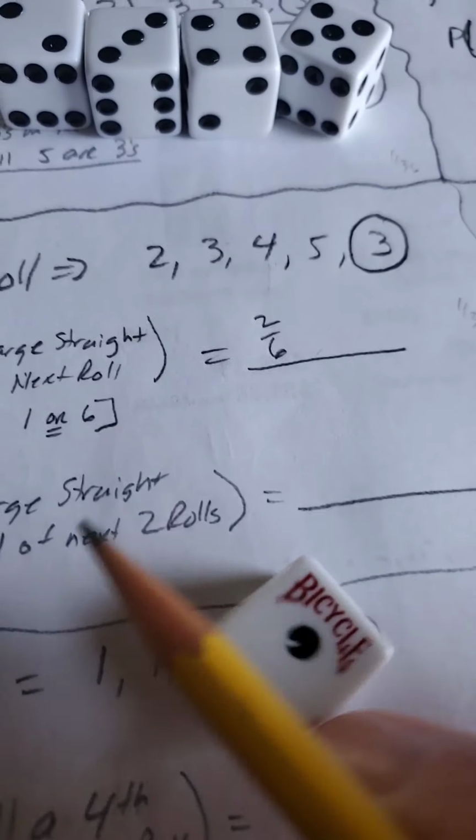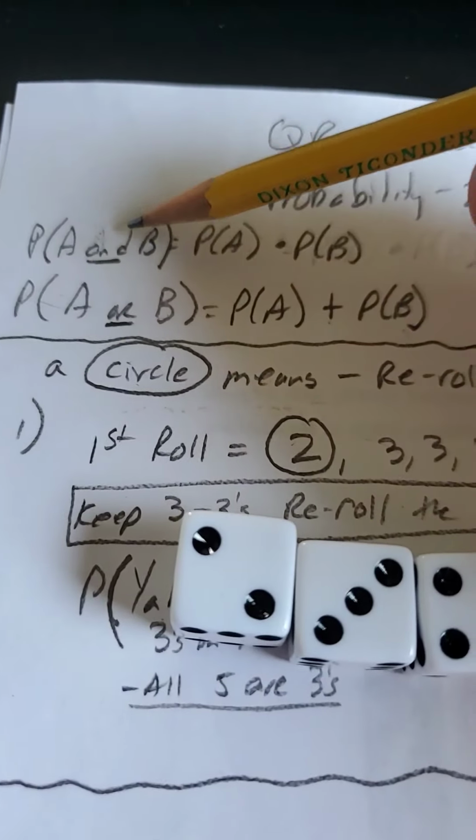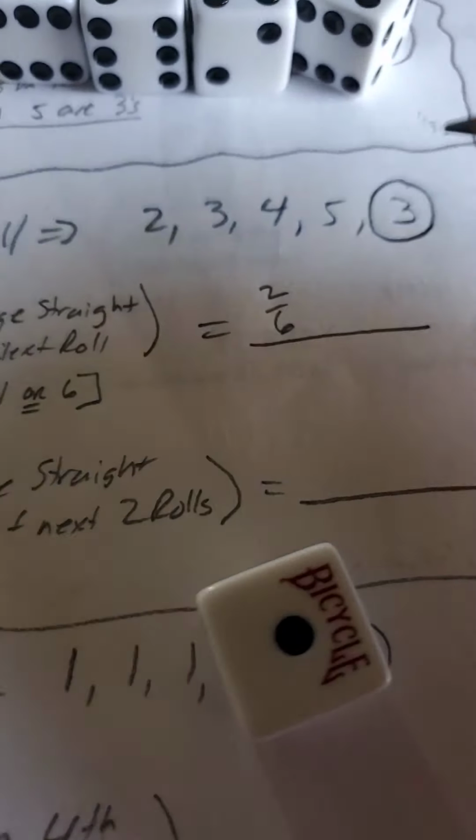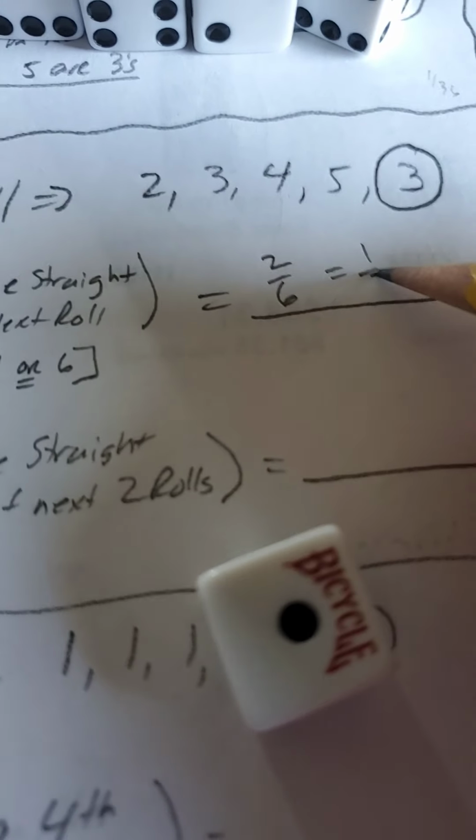There's only 1 die, so there's only 1 roll. This is not a double event. This is just a single event because it's 1 die being rolled. And then that would reduce to a 1/3.